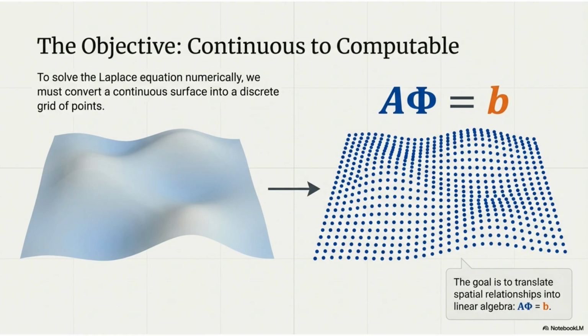Our objective is to move from continuous physics to a computable problem. We convert the continuous surface into a discrete grid of points, translating spatial relationships into the linear algebra equation A phi equals b.